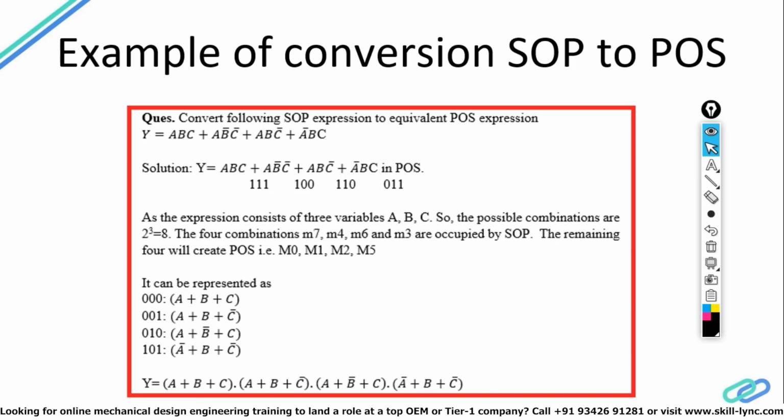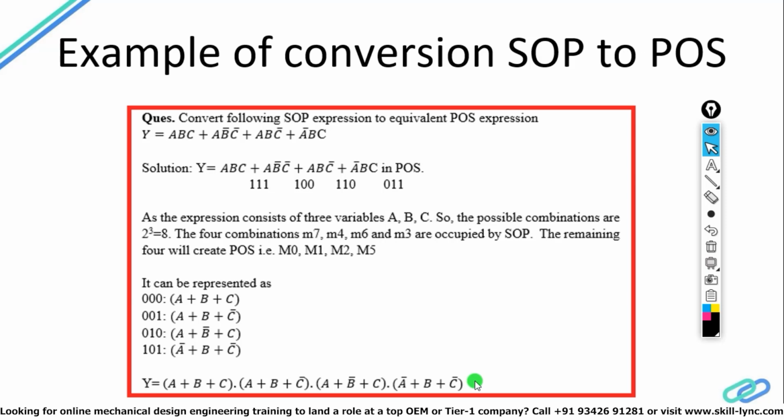So what we did, we have identified whether the given function is SOP or POS. Then if it is SOP, extract the min terms, write the binary values, write down the possible combinations, cut down those min terms from the possible combinations, and the remaining are your max terms. So these are the max terms. Here we are putting dots, which are the AND gates. So it is product of sums. This is how we can convert SOP to POS.